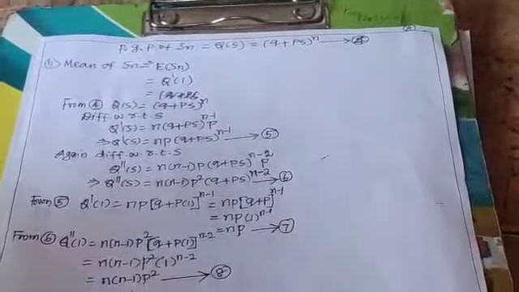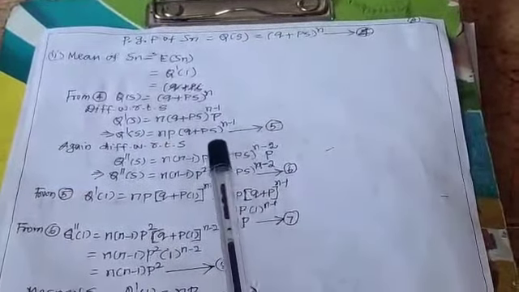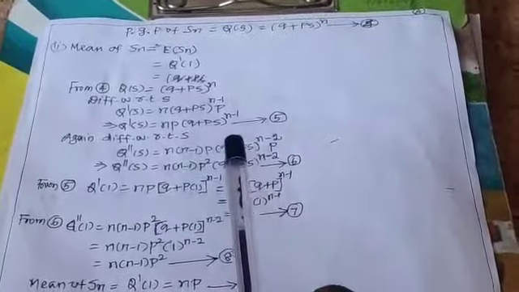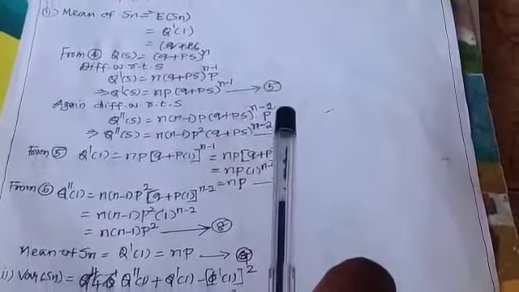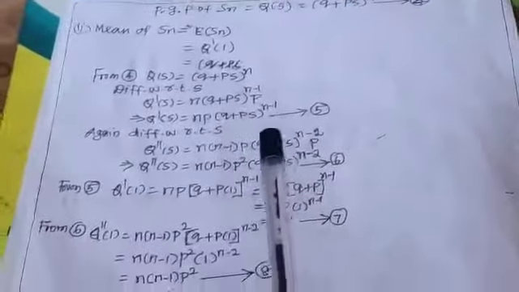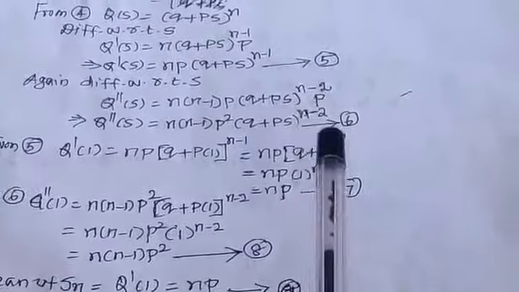To find the mean of Sn, expectation of Sn equal to Q dash of 1. So equation number 4, Q of s equal to q plus ps power n. To find Q dash of s, differentiating with respect to s, x power n differentiation is n into x power n minus 1. After rearranging the terms, Q dash of s equal to np into q plus ps power n minus 1. This one is equation number 5.